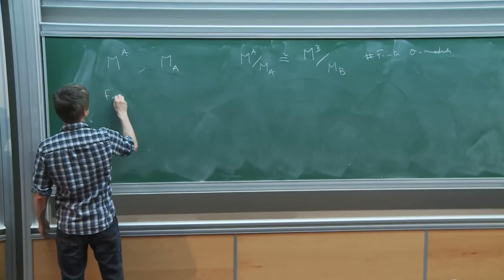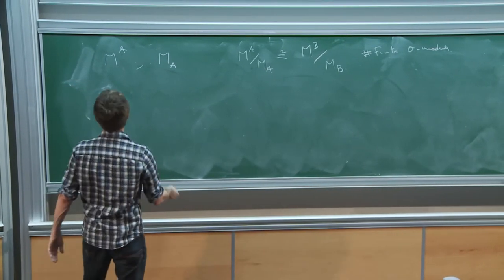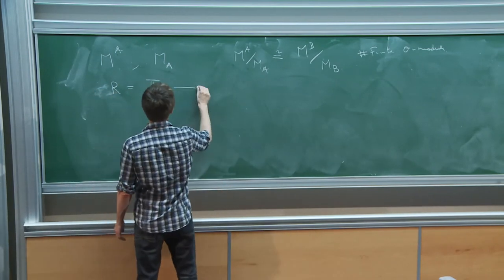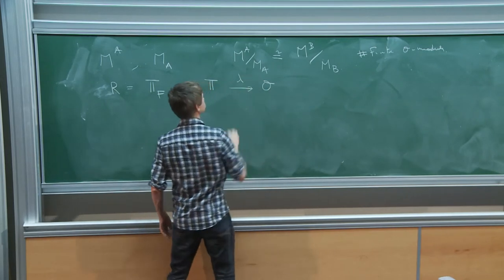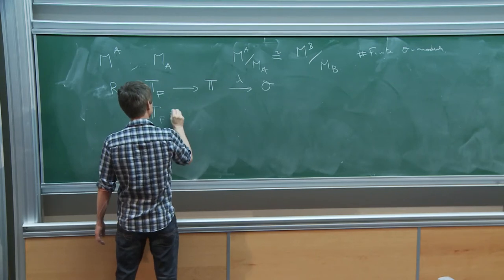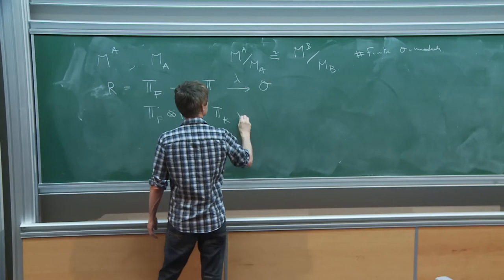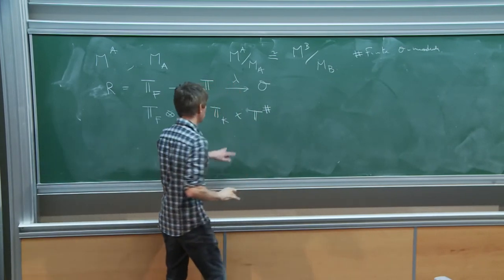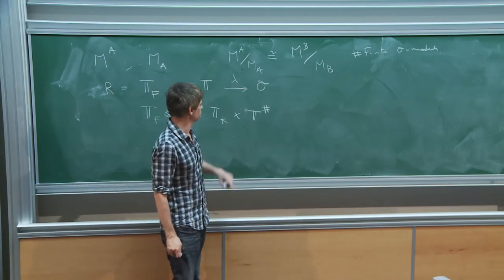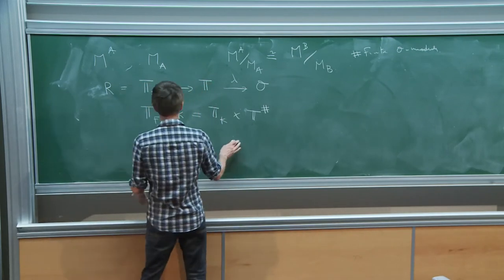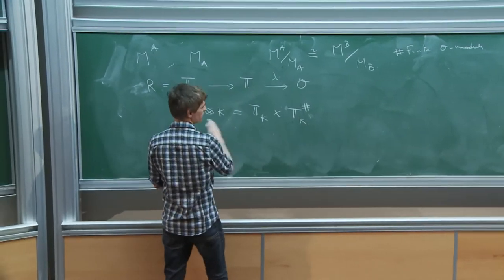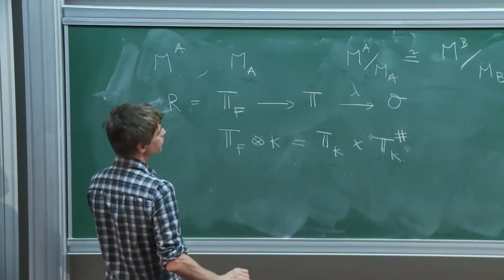All right. So now if we put ourselves in the case where we take R equals T_F, we know that we have a map from T_F to T and to O by lambda here. In particular, you can define an isomorphism T_K times something that I'm going to call T sharp, which corresponds to forms which are not base change. All the forms here come from base change, and those do not come from base change. T sharp is just going to be the image of T_F into T sharp K.